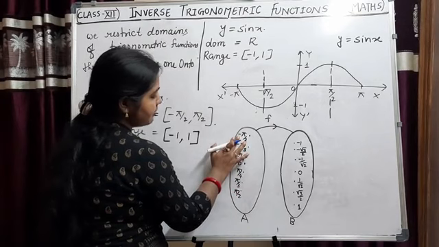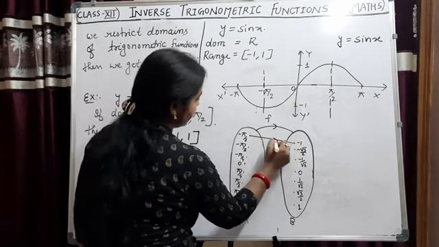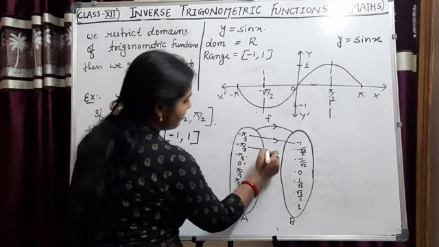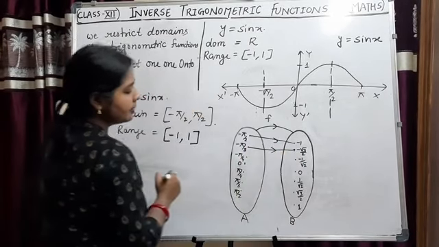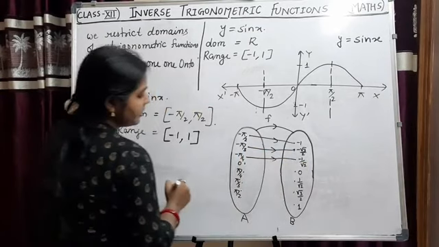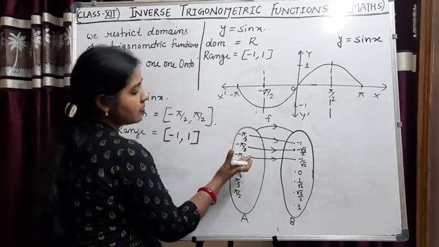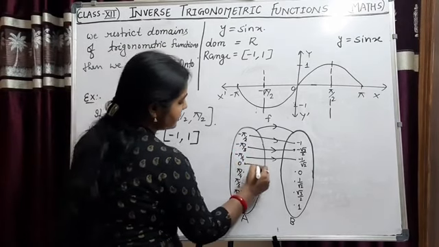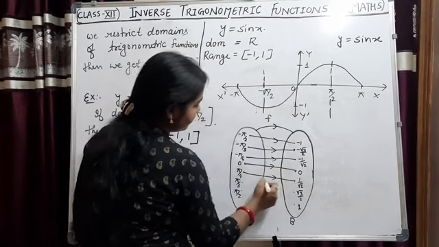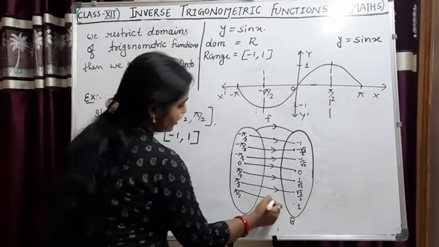Sine of minus pi by 2 is minus 1, we know it. Now sine of minus pi by 3 is minus root 3 by 2. Sine of minus pi by 4 is minus 1 by root 2. You can see here we are getting only 1-1 form. Now sine 0 is 0. Sine pi by 4 is 1 by root 2. Sine pi by 3 is root 3 by 2. Sine pi by 2 is 1.